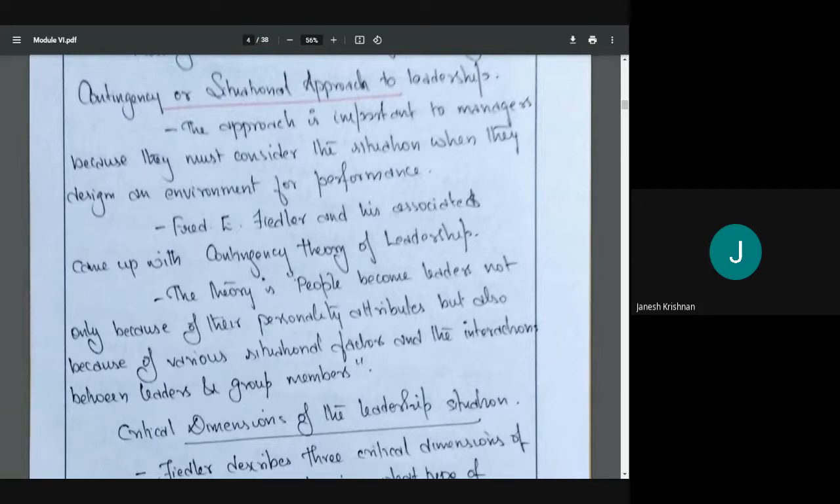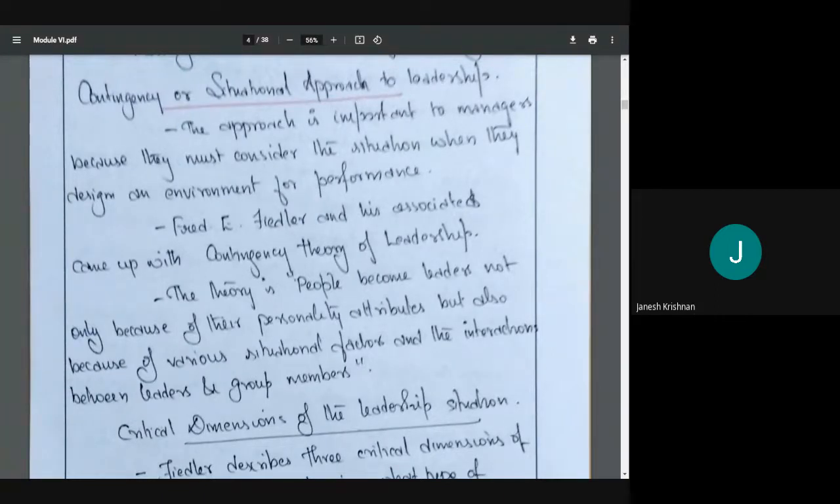So, as we said in the trait approach, certain traits, attributes and qualities are important for leaders, right? But the contingency or situational approach says that it's not only that. That's important, yes, but so is the situation. Various situational factors and how the leader and the members interact also play an important role in the formation of a leader. So that's what the theory is.